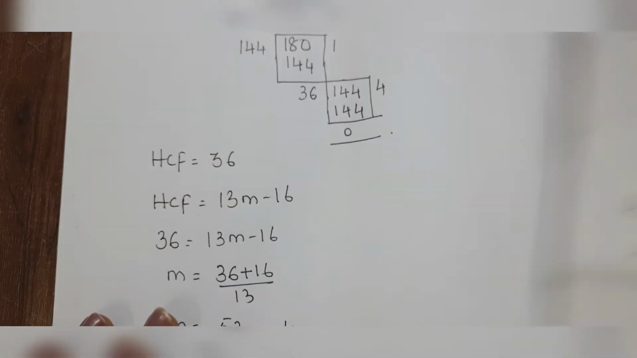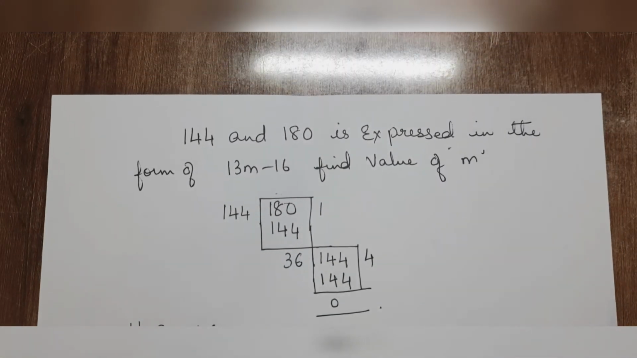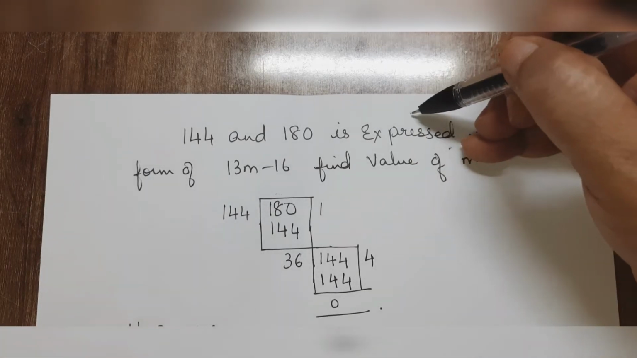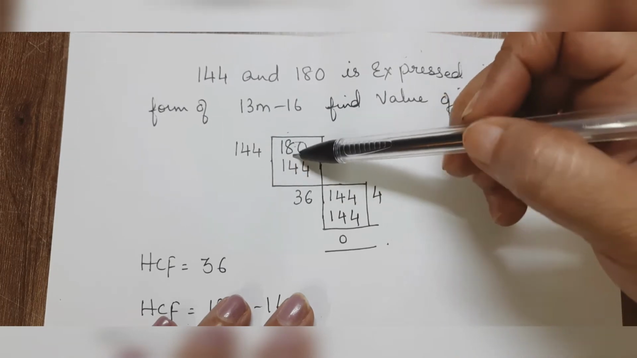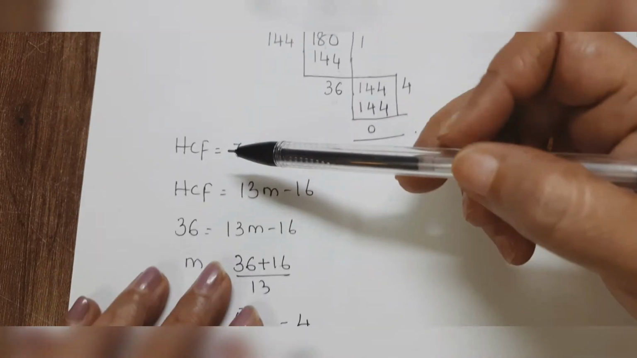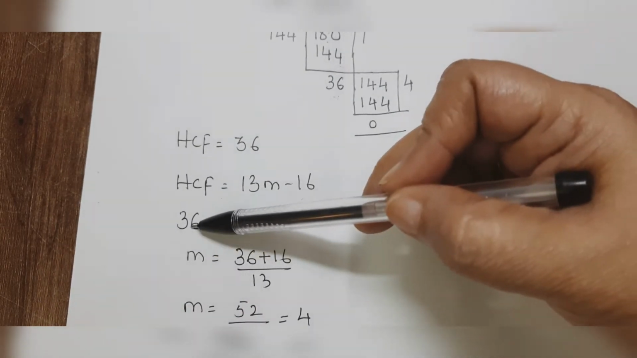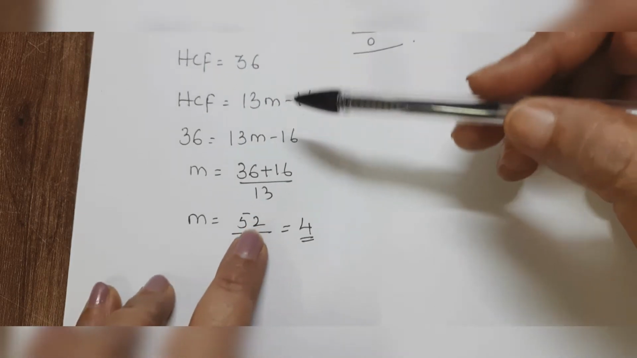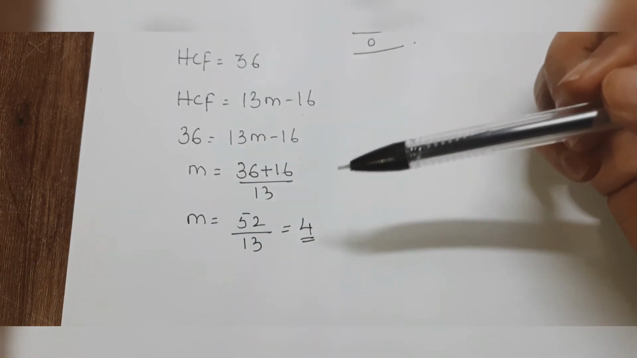One more sum of this type to make it perfect. You can pause the video and try it yourself, then check your answer, while I show you this one. Again, same thing: find out the HCF. HCF of this will be 36. Then HCF is expressible in this form, 36, send it that side, 36 plus 16 divided by 13, 52 by 13, m value here is 4.